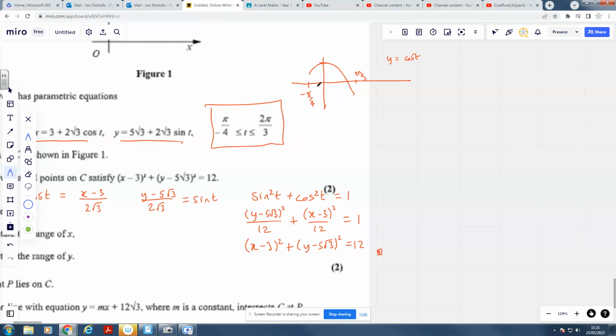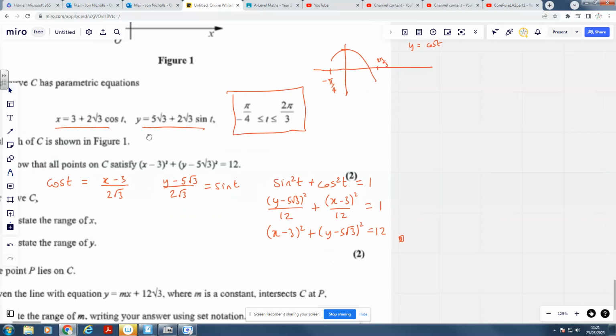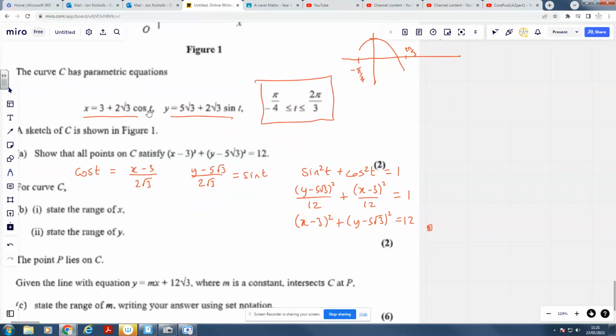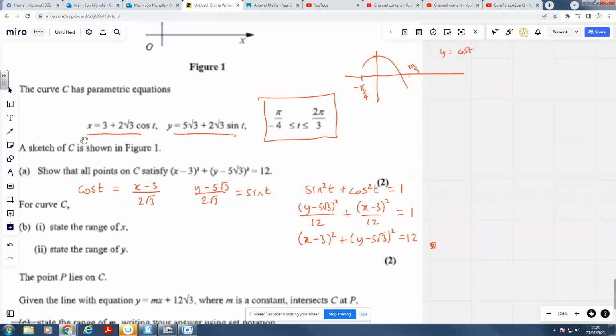Now the maximum value, if you think about it, when we're trying to find the range of x, it would be useful to know the maximum value of x and minimum value of x. Well, the maximum value x can be is going to occur where cos t is as big as possible. And cos t in this range takes a value of 1, yeah? And so I can say the max x is going to be equal to 3 plus 2 root 3, because the maximum value of cos t is 1.